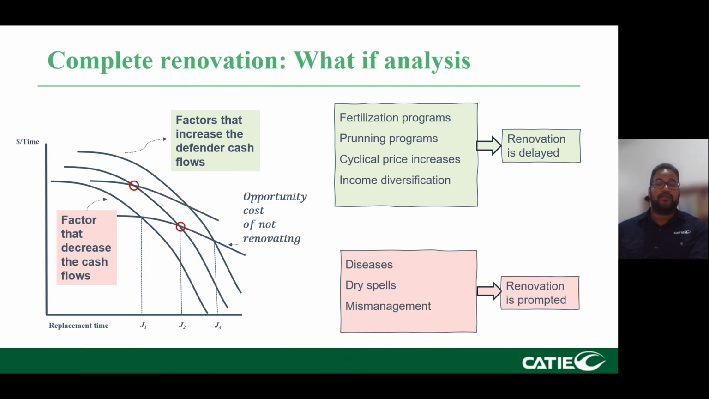Likewise, we could have other factors that increase the opportunity cost of not renovating, and that will shift that curve up, as you saw. The higher the opportunity cost, the faster the renovation occurs. For example, subsidies, a highly profitable challenger, low discounting rate, all these factors will increase the opportunity cost of not renovating.